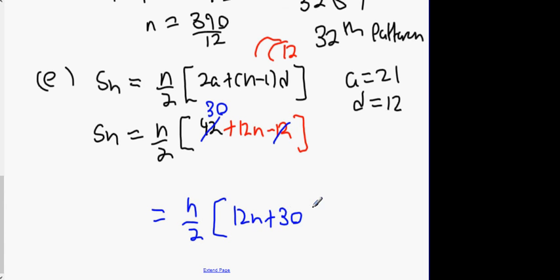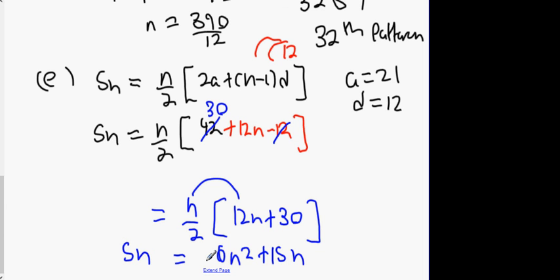Okay? Now, next thing, you can multiply that in if you want. How would you multiply in n over 2? You divide by 2 and multiply by n. So you divide 12n by 2, you get 6n. 6n multiplied by n, 6n squared. Half of 30, 15. 15 multiplied by n, 15n. So that's your Sn formula, okay?